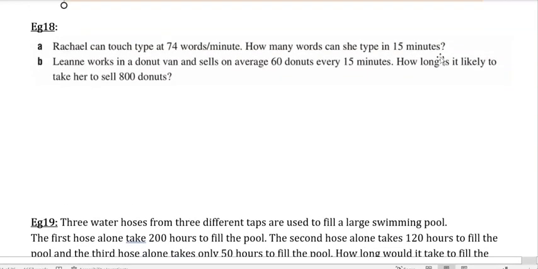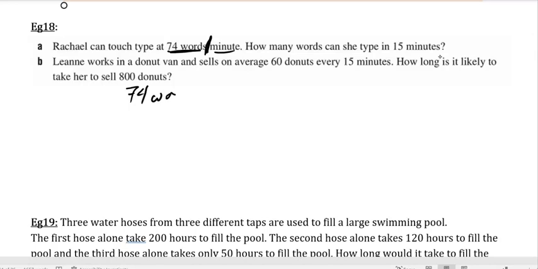Okay, now, so let's talk about Rachel. Rachel can touch type 74 words per, there's my per line, minute. So that is 74 words in 1 minute. So we've got our unit already. So the question then is, how many can she type in 15 minutes?